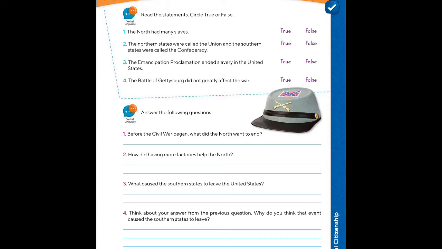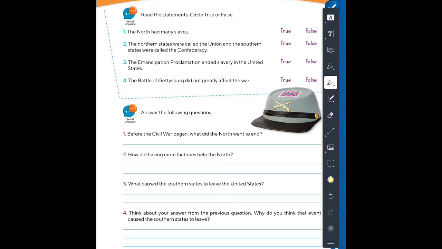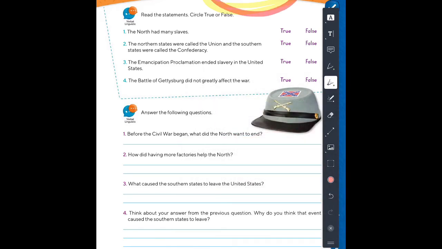Let's continue with global citizenship. Civil War assessment. Read the statements, circle true or false. Okay, this is going to be only for you guys. If you don't remember, remember that you can go back to the pages and read again, okay? So, Civil War assessment. Remember what an assessment is? This is for you guys. It's for you to know what you understood or what you remember from the subject.